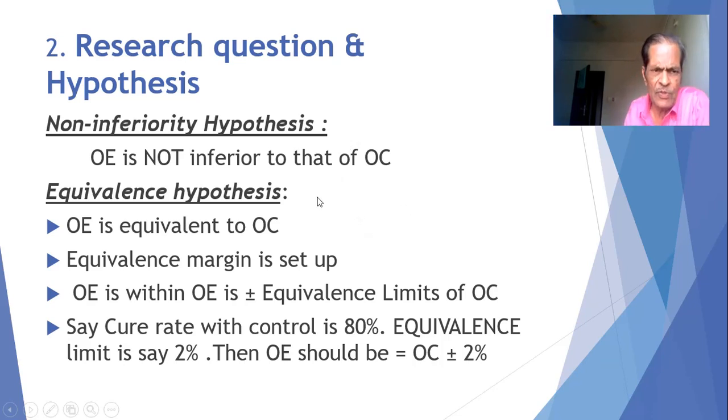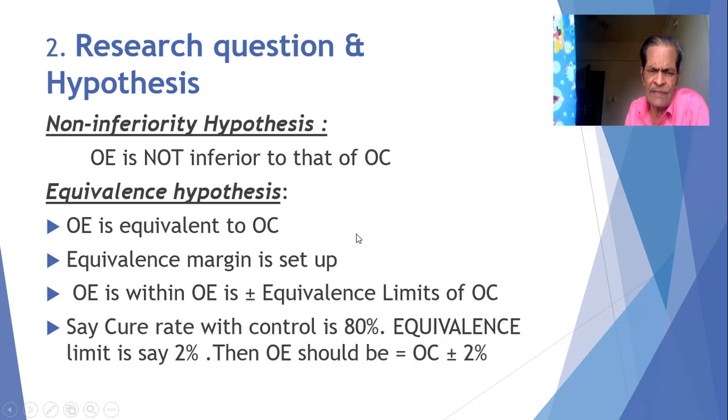In equivalence hypothesis, we have to state that the outcome in the experimental group is equivalent to the outcome in the control group. So in an equivalence study, we have to set up the equivalence margin, and it has to be stated before starting the study, before the sample size required for the study is calculated. In fact, that is one of the major requirements for calculating the sample size.